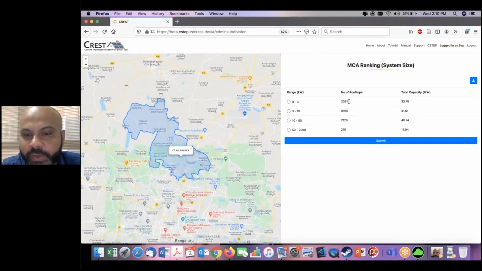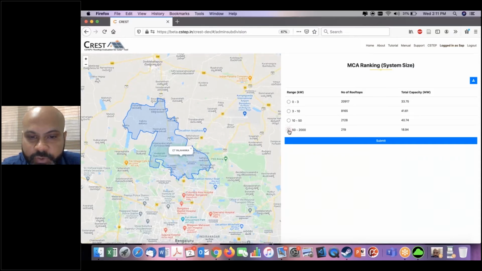there are around 21,000 rooftops with a capacity of 33 megawatts. In the 0 to 3 kilowatt range, the 3 to 10 kilowatt range, there are around 8,000 buildings with 41 megawatts. In the 10 to 50 kilowatt range, there's 2128 with 41 megawatts. And in the 50 and above, there's around 220 rooftops with 19 megawatt.